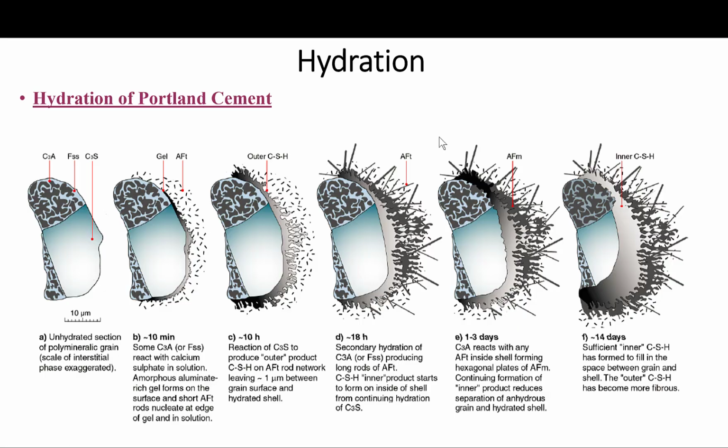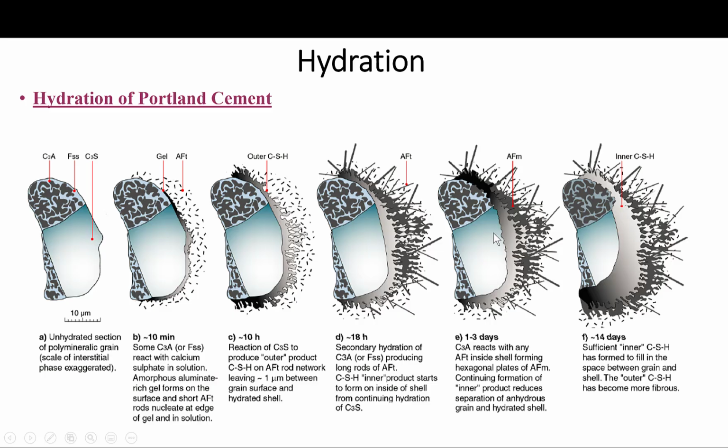After 1 to 3 days of hydration, in this figure E right here, the reaction slows down and the deceleration period begins, which is figure E, as I said. The C3A reacts with ettringite to form the monosulfate, as you can see here. The inner calcium silicate hydrate continues to grow near the C3S surface, narrowing this 1 millimeter gap between the hydrating shell and the anhydrous C3S.